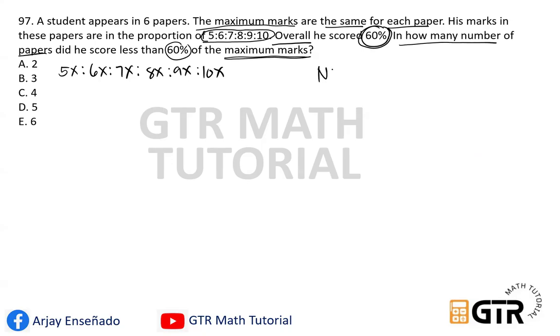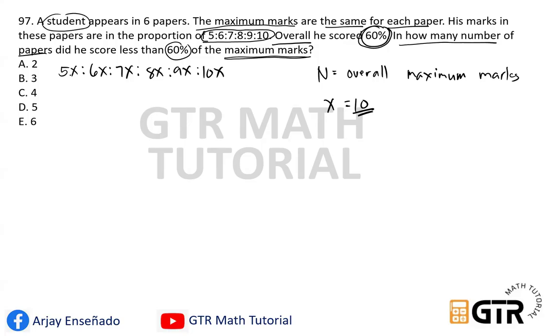So let n be the overall maximum marks. To find the overall maximum mark, we will let the value of x be any number, but I will choose x equals 10. You can choose any value of x, but I will use 10 so that we can easily solve the value of each of the scores of the student.